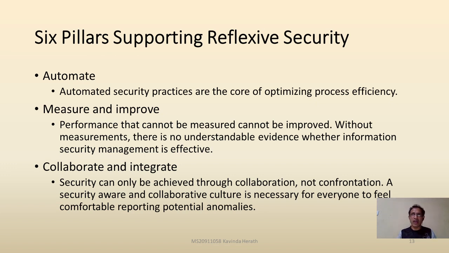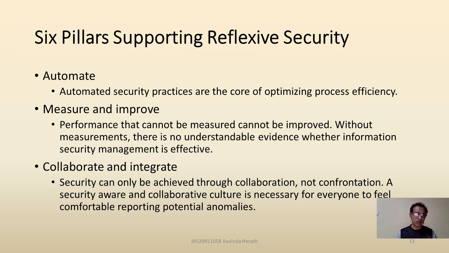If the application and everything is automated, running on optimized processes, then we can get optimization, efficiency, everything. Measure and improve. Performance that cannot be measured cannot be improved. Without measurements, there is no understandable evidence. So each and every time we try to make sure of the validity of whatever is delivered. So being measurable is very important to the improvement of the systems.